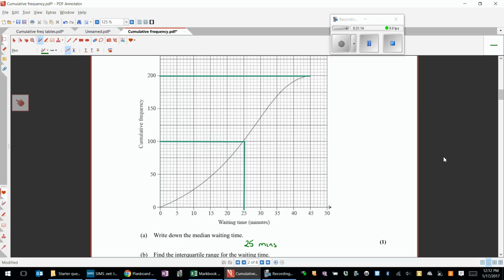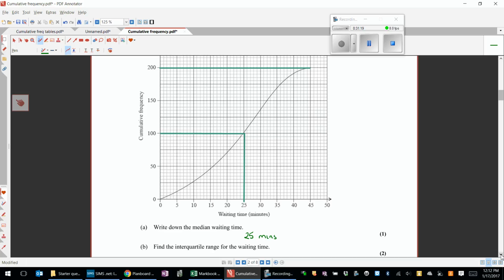Find the interquartile range. So this is what we looked at in terms of box and whisker plots. So the median is at 100. By the way, what do we need to do the interquartile range? We have to find the quartiles, the lower quartile and the upper quartile. So the lower quartile is halfway between, so it's at 50. So I'll go down there. And the upper quartile will be 150.